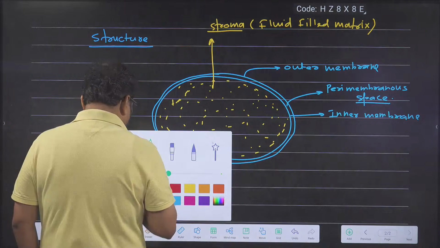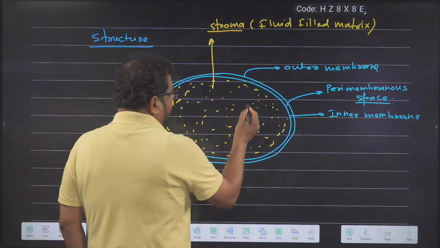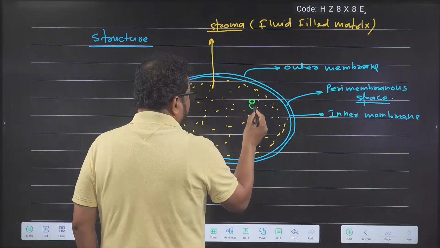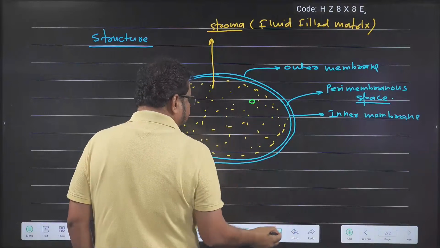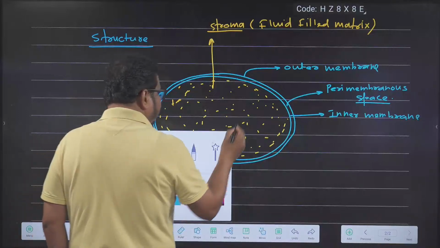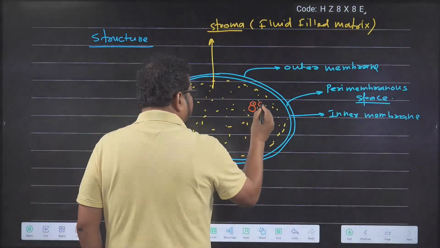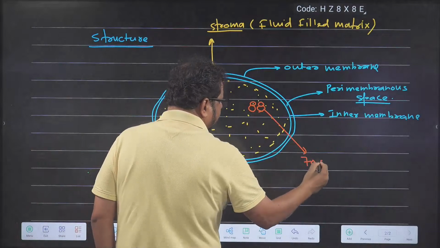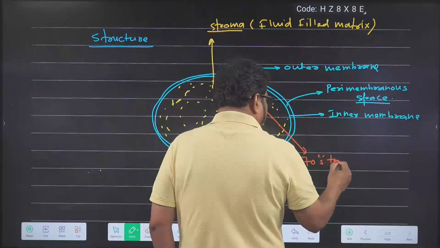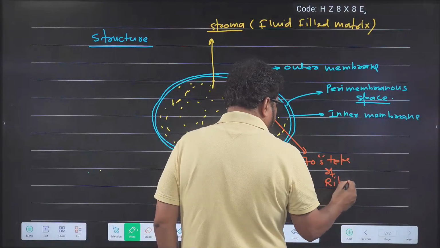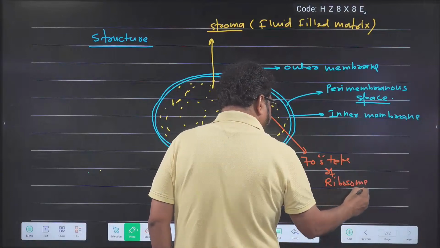Inside the stroma, who is present? Inside the stroma, you can say ribosome is present. Which type of ribosome is present? 70S type of ribosome is present. Inside the stroma, 70S type of ribosome is present.